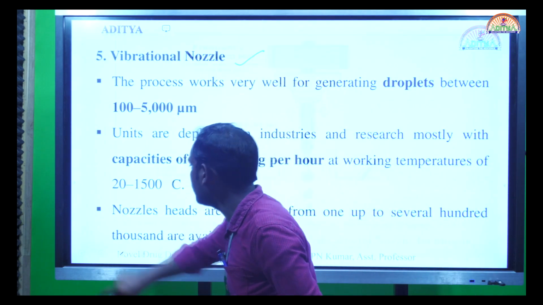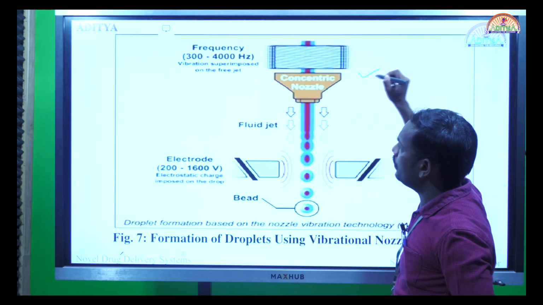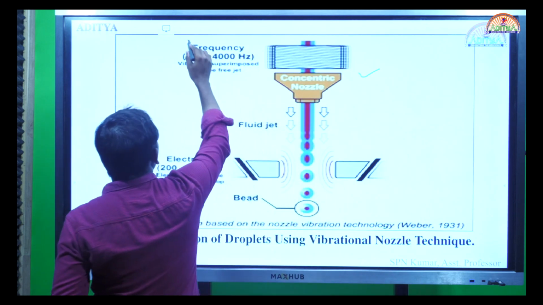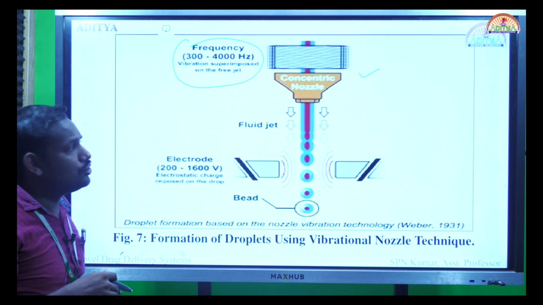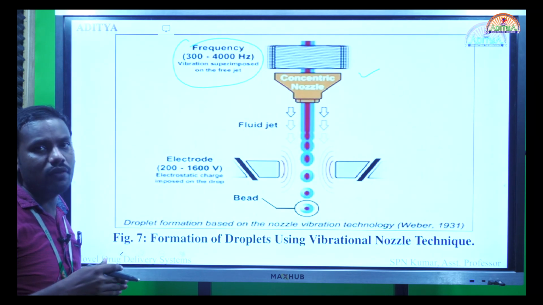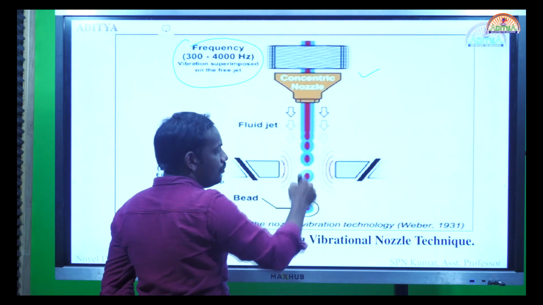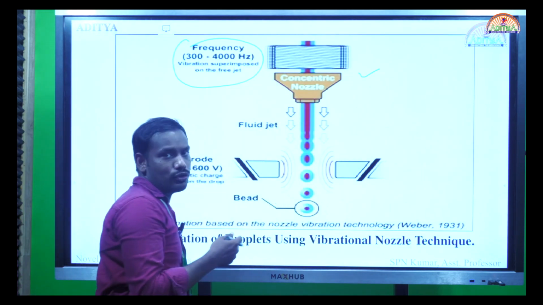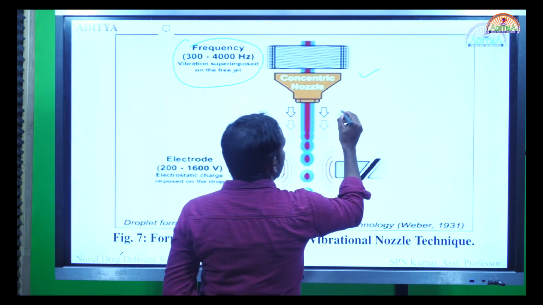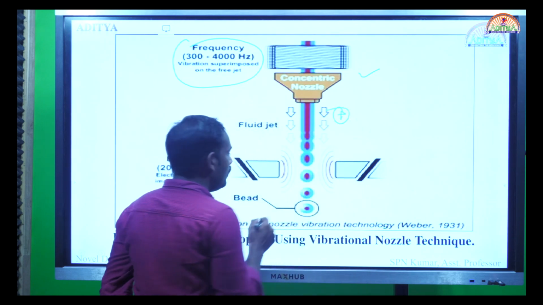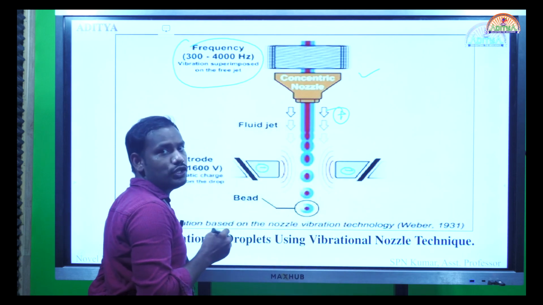So let me show you the apparatus such that you can have a better idea. There is a nozzle over here which is moving at a longitudinal wave frequency, due to which there is a production of compressions and rarefactions, and the fluid is moving in between these electrostatic electrodes which are providing charges. Suppose our core material is positive, we will provide the coating material in negative. So we will choose opposite charges.